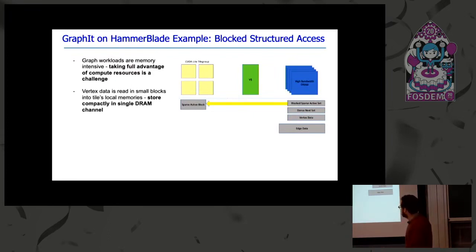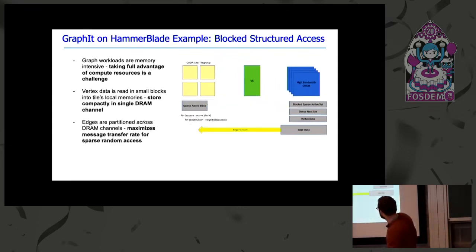So in this case, the proposed plan would be to take vertex data and access it in a blocked fashion. So we would pull it in all in one block for a group of tiles, and they would pull it into their local memory. And then they could just do sparse updates from the edges. So they can access the edges.